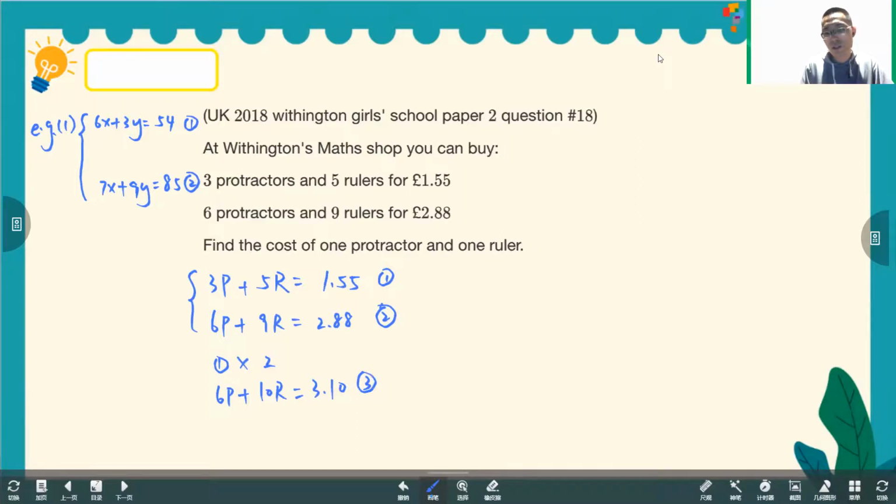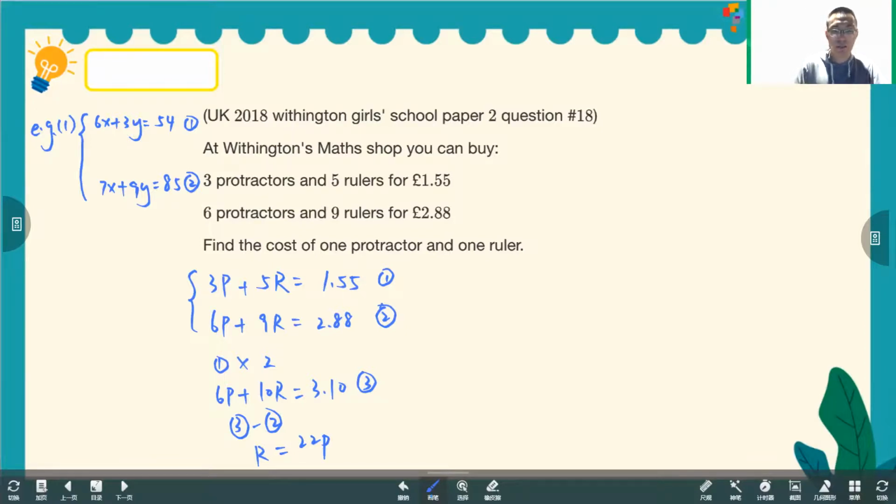And then we take the smaller one away from the larger one, 3 minus 2. That will give us 6p minus 6p, which cancels out. Happy? And then 10r minus 9r is 1r. So one ruler is 3.10 minus 2.88. So that should give us 22 pence. So that's the cost of one ruler.